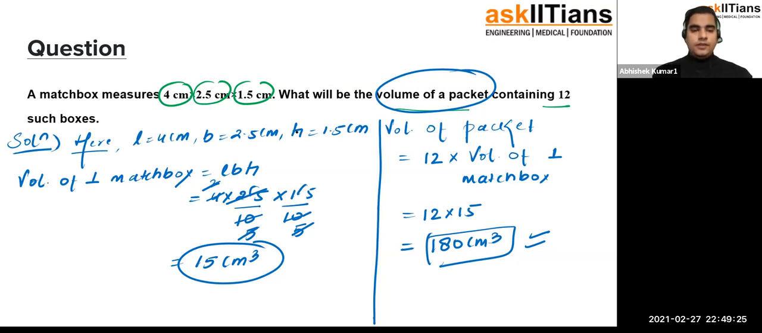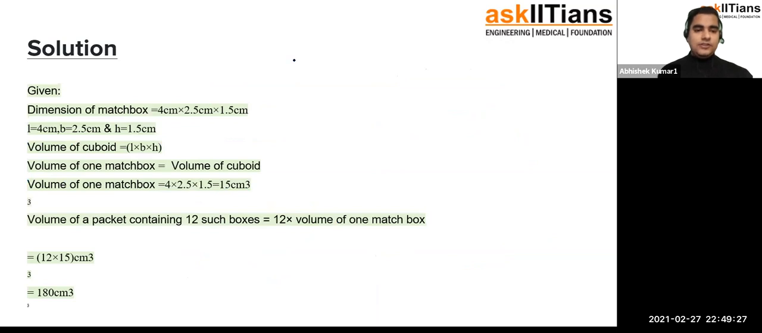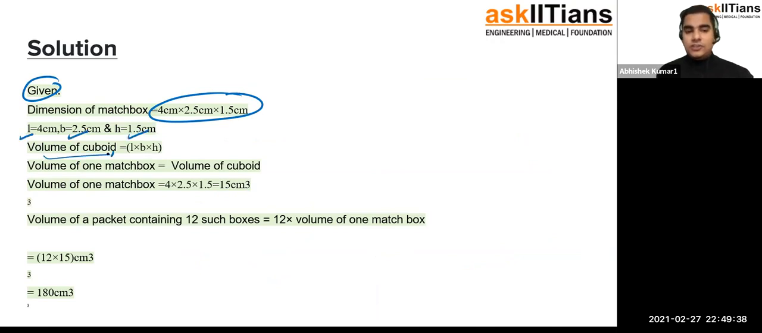Done? All right. You can see the solution here as well. We are given the dimensions of the matchbox. Length is 4 centimeter, breadth is 2.5, height is 1.5, and the matchbox is cuboidal in shape. So the volume will be L into B into H. If we calculate the volume of one matchbox, that will be 15 centimeter cube.